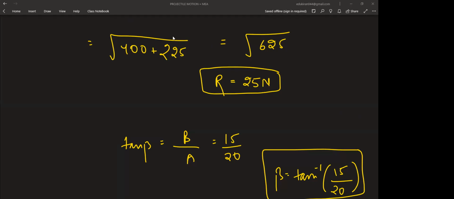Yes, yes, you can simplify. You can simplify. There is no rule that you cannot simplify. That would be 3 by 4 that you can do.